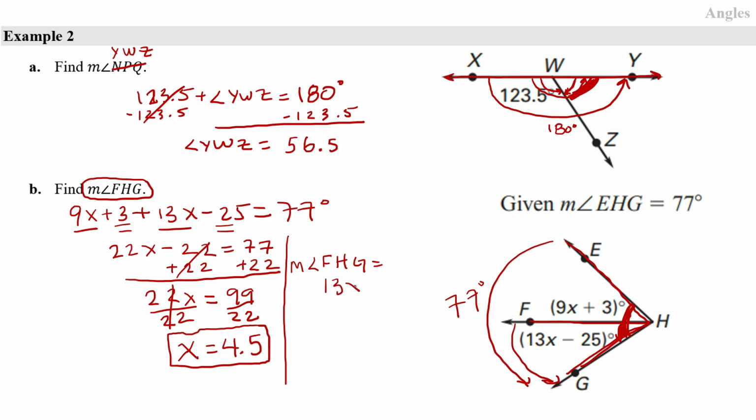It's 13x minus 25. Well, if we just found out that x was 4.5, plug in that 4.5 and subtract 25 afterwards. 13 times 4.5 would equal 58.5. Minus 25 would give us 33.5.